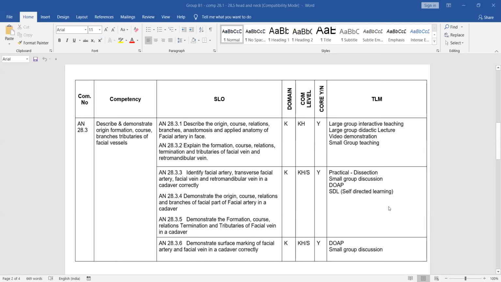The origin is in the neck actually. So I think it is better to remove it in the face, ma'am. That is what I feel. Okay, sure. Thank you, ma'am.